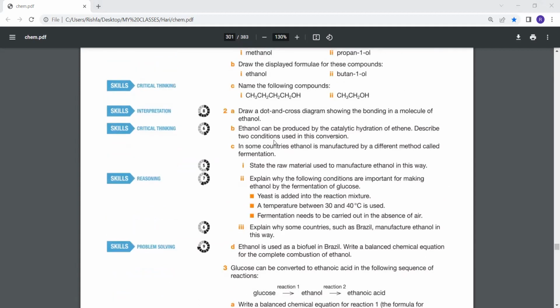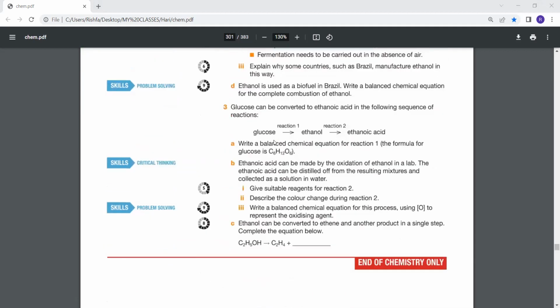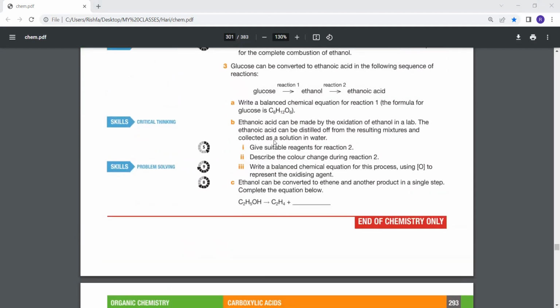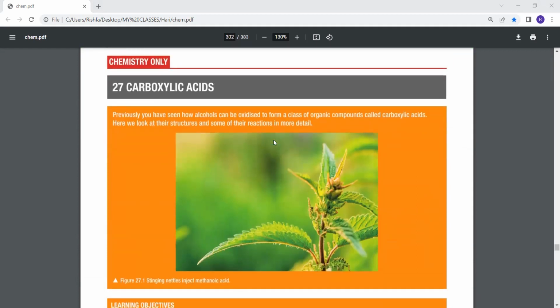I think we did question 2, no? That was done, and question 3 was also done. Okay, now with the topic carboxylic acids.